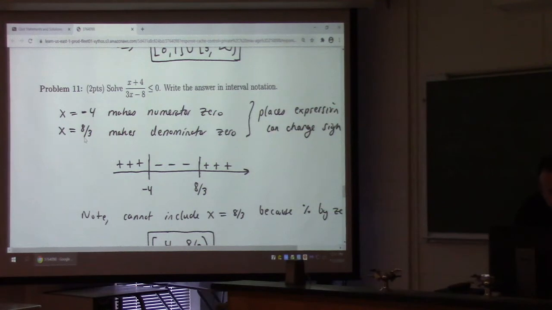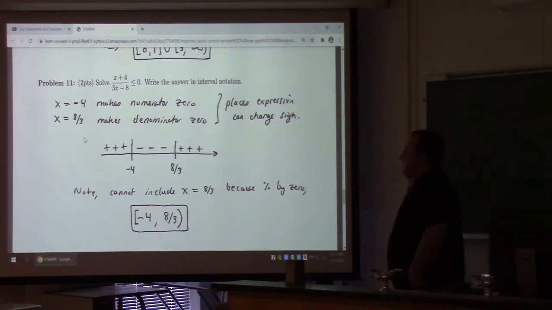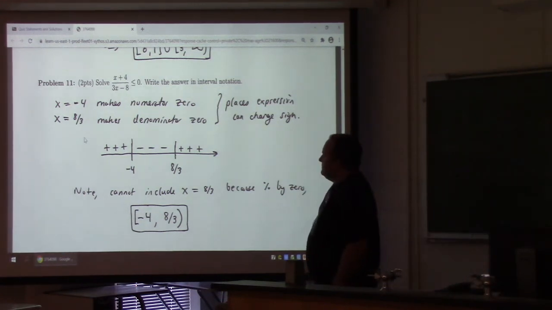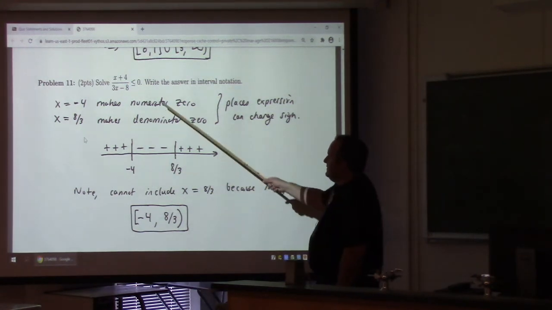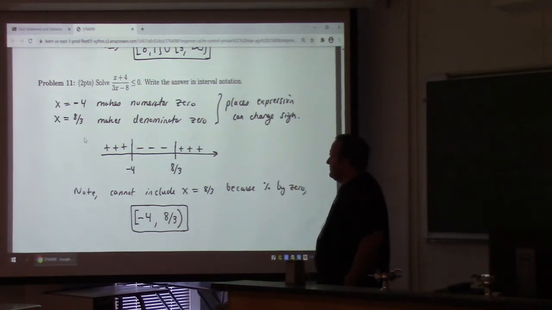Here's another one. x plus 4 over 3x minus 8 less than or equal to 0. Write the answer in interval notation. Okay, so x equals minus 4 makes the numerator 0, right?